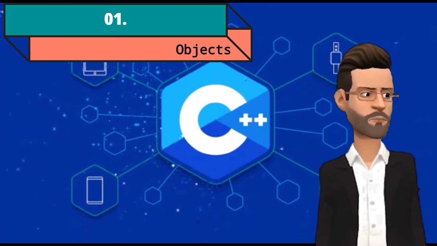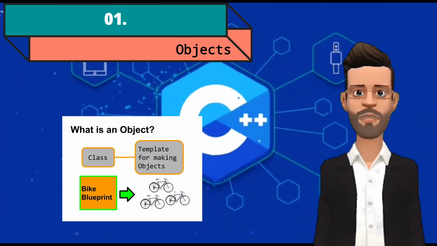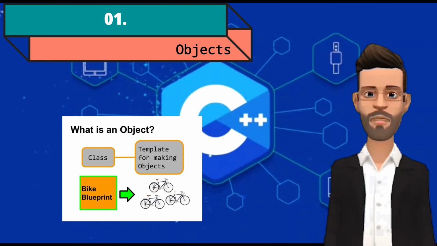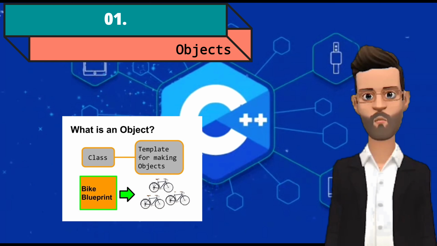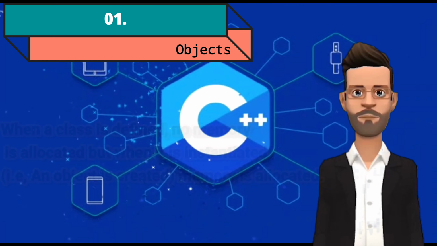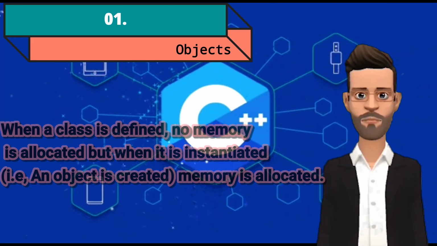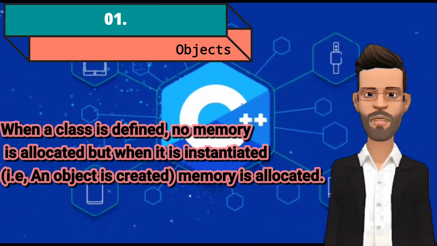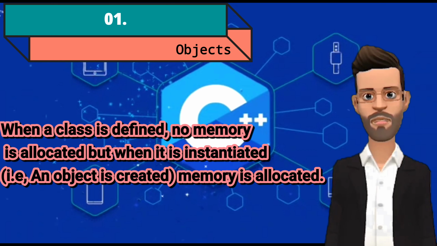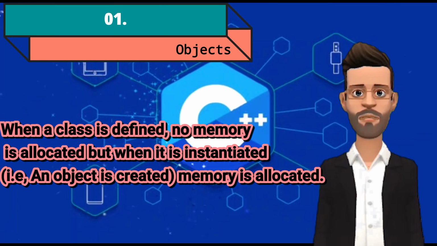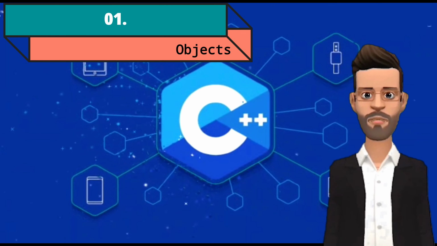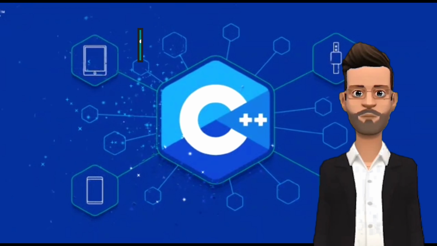First one is objects. An object is an identifiable entity with some characteristics and behavior. An object is an instance of a class. When a class is defined, no memory is allocated, but when it is instantiated, memory is allocated. When a program is executed, the objects interact by sending messages to one another.